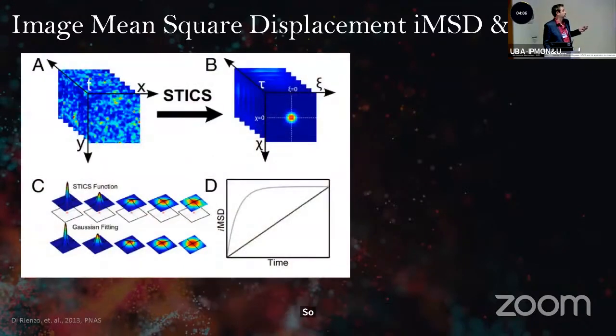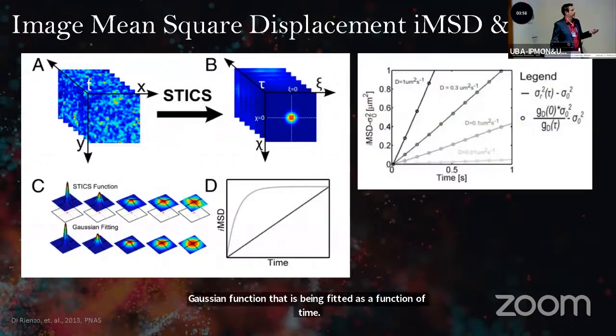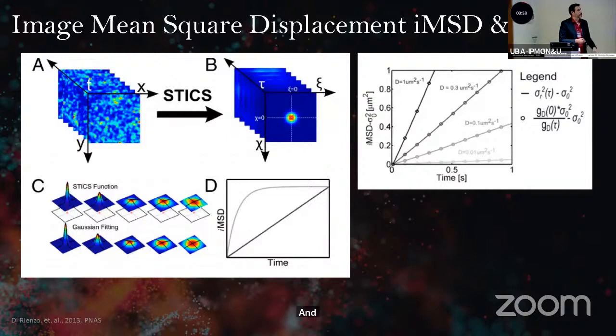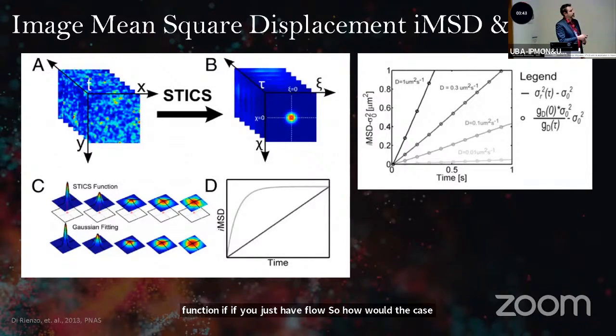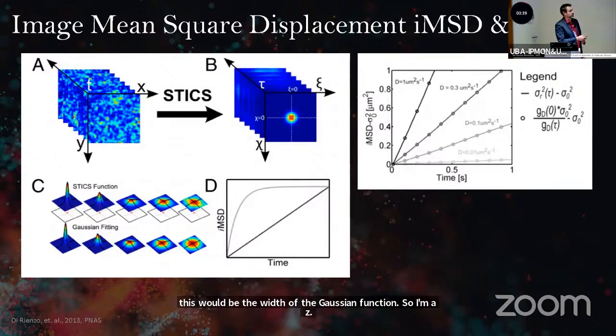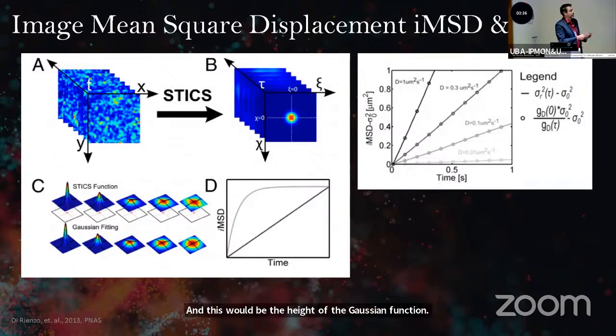It's pretty much just doing STICS exactly, and then measuring the sigma, or the width, of this Gaussian function that is being fitted as a function of time. In this particular figure, they show that it's equivalent to look at the maximum of the Gaussian function if you just have flow, so how it decays. This would be the width of the Gaussian function, so IMSD, and this would be the height of the Gaussian function, so STICS, in other words. They are independent, but equivalent ways to measure the same thing.